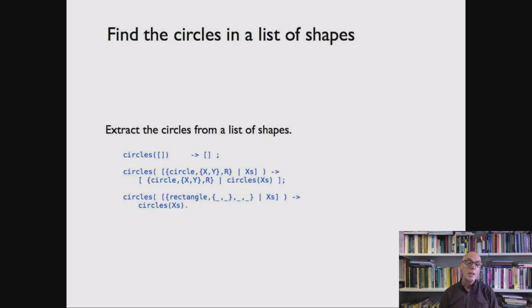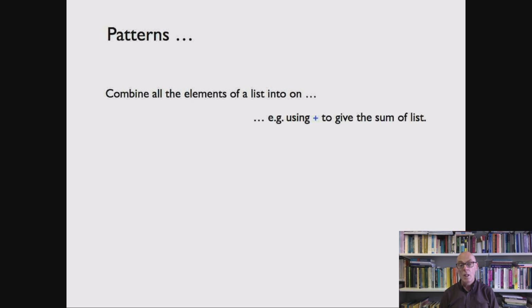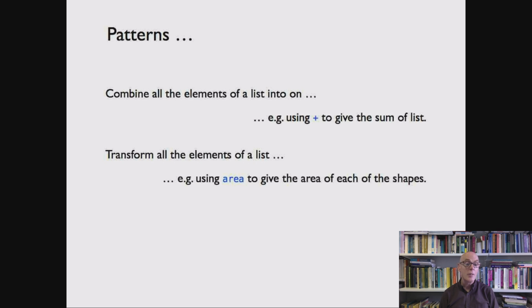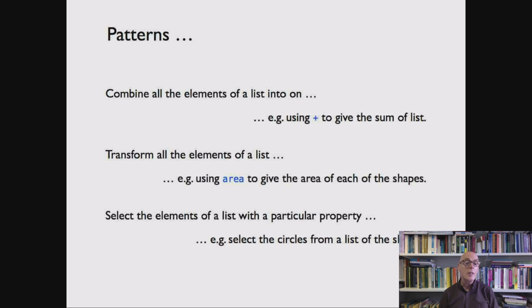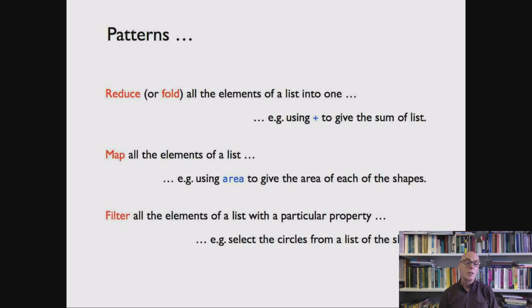And finally, we made a selection from the collection of shapes. The example we looked at was extracting all the circles that were in a list of shapes. So what we're seeing here is a pattern of combining all the elements of a list into one, for example using plus to give the sum of the list; transforming all the elements of a list, so giving back a list, and in this case we were using area to give the area of a shape; and finally selecting elements of a list with a particular property, for example the circles from a list of shapes.